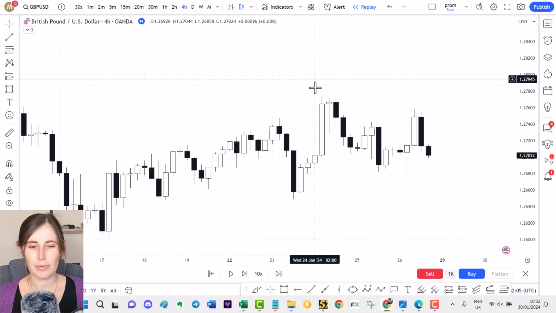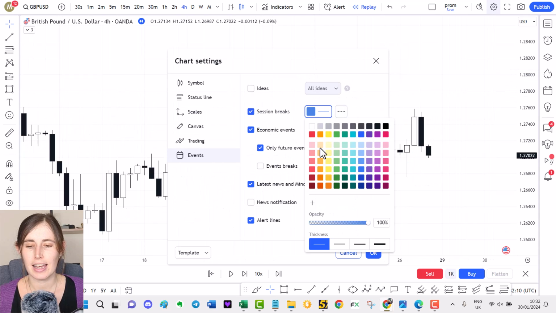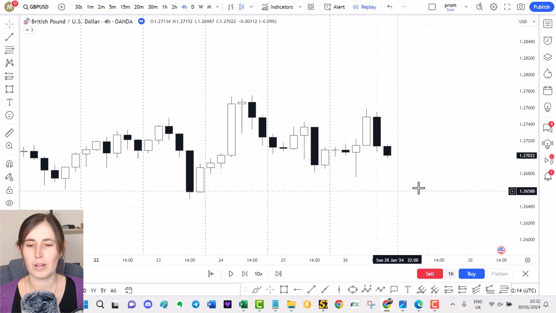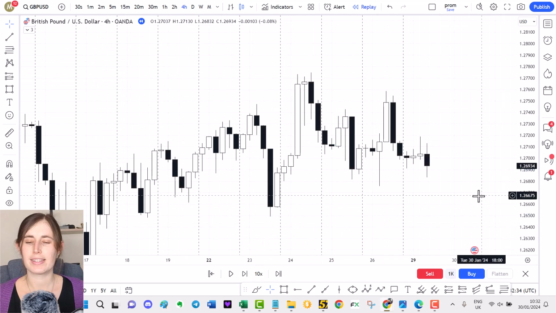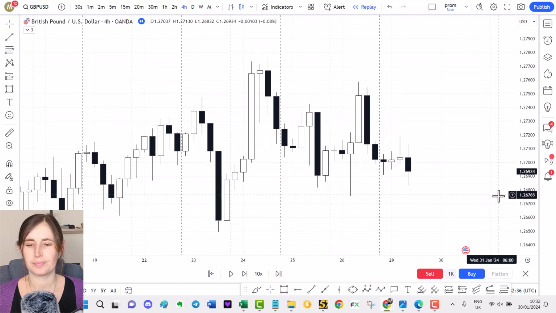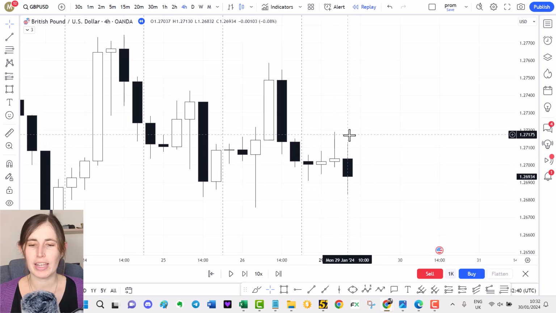So on the 4-hourly time frame here, all I'm going to do before we get into it is go into my settings and add the session breaks, because it's a little bit more clear then what day we're looking at. And this is what I could see on the 4-hourly time frame, showing more interest in the intraday aspect of this.